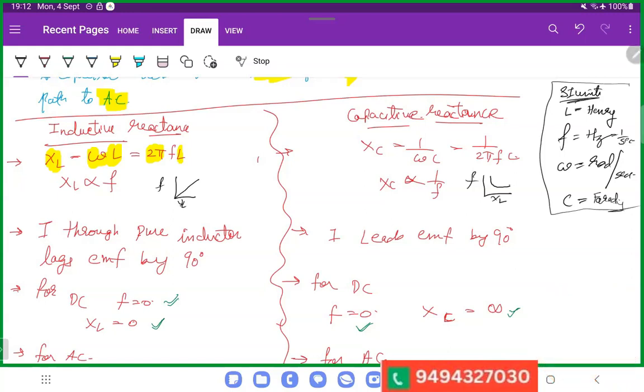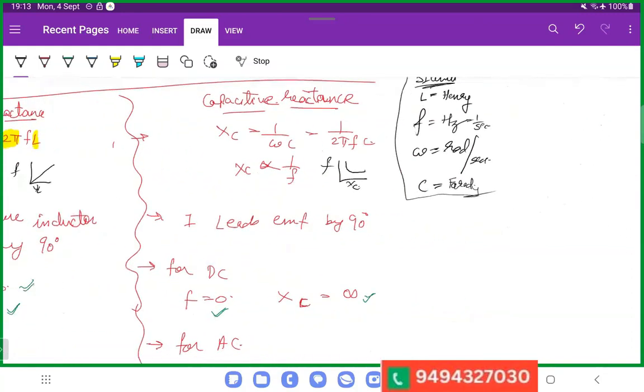Because here XC is 1 by omega C. XC is your capacitive reactance. And here it is inductive reactance.